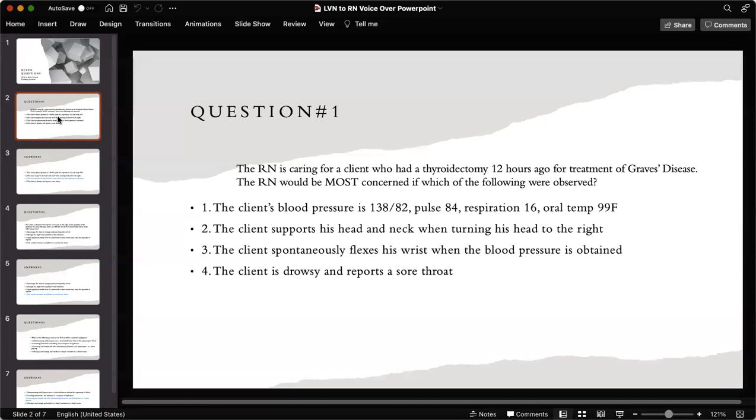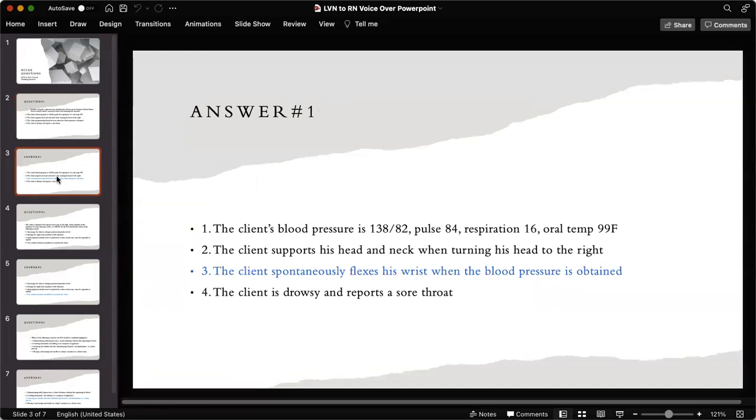So it says here, the client spontaneously flexes his wrist when the blood pressure is obtained. That to me is indicating that the calcium levels are off, and that can potentially be very, very dangerous, because we know that calcium has to do with many different functions in the body, including the heart. So does this make sense? Yes. Does it go back to the topic of what we're talking about? Yes. And do we need to do something as far as me being concerned about it? Absolutely. So the credited answer here would be the client spontaneously flexes his wrist when the blood pressure is obtained.